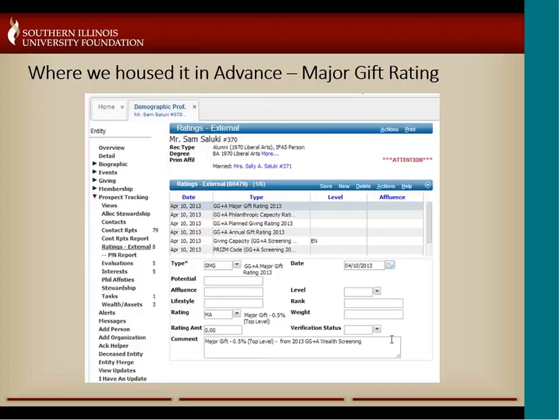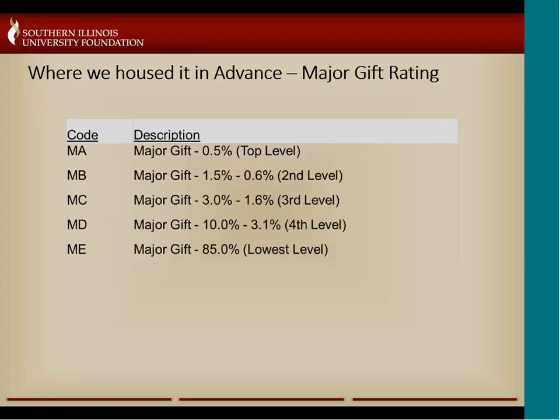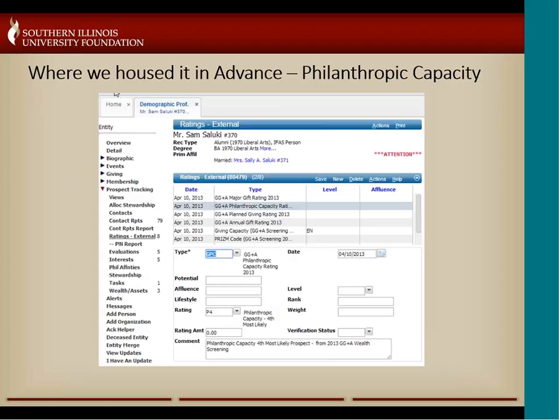So anyone who looks at a prospect can go into Advance and see what their major gift rating was. The other thing we looked at is philanthropic capacity, and you can see that too is ordinal, in the sense that Mr. Sam Saluki is 4th most likely to give to a philanthropic cause. So you can see we put the coding into Advance, and then the comment is a little more descriptive to say this is from our 2013 Grenzebach-Gleer & Associates Wealth Screening. So we have that kind of information.